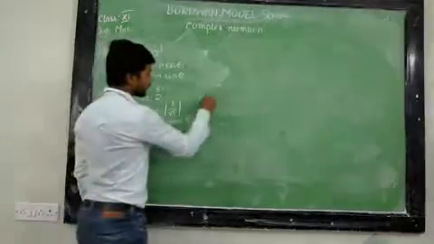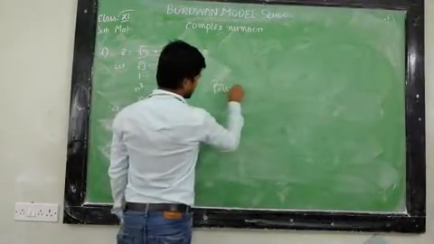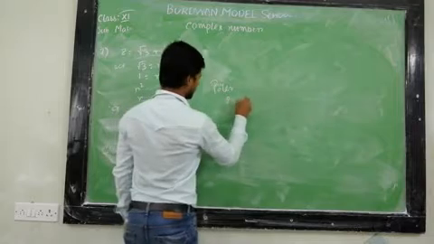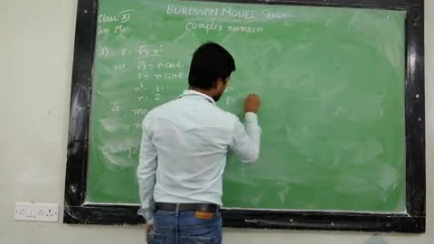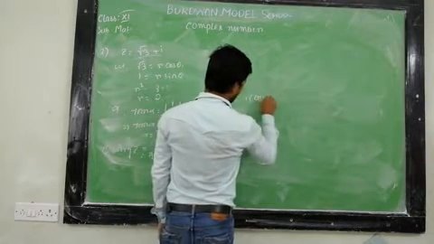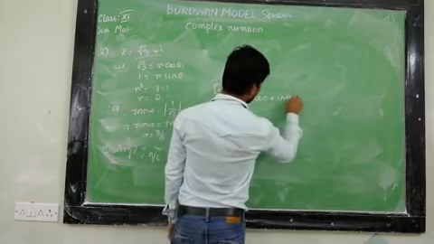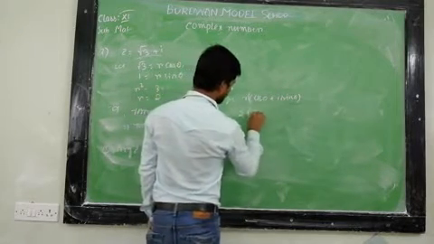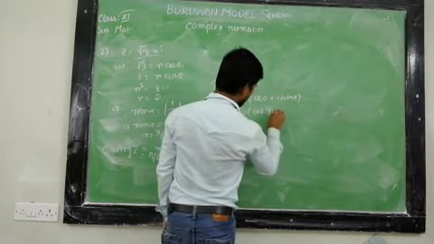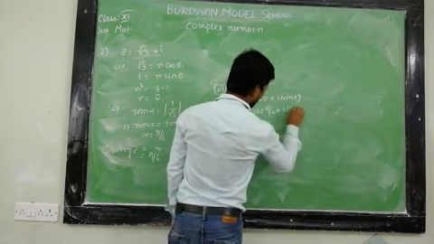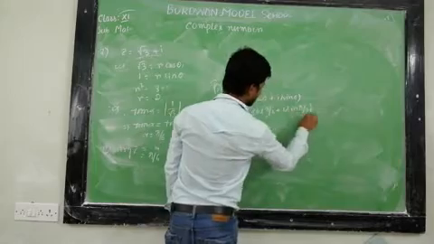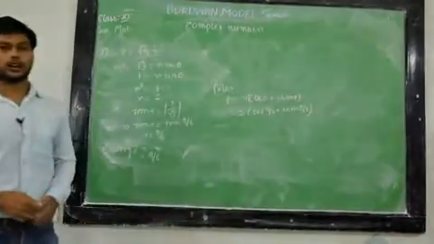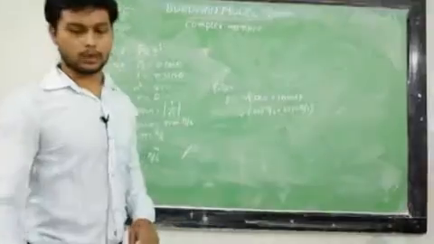Therefore the polar form of the complex number is z equal to, actually the formula is r cos theta plus i sin theta. Now put the value r equal to 2, cos pi by 6 plus i sin pi by 6, which is the polar form of the given problem.